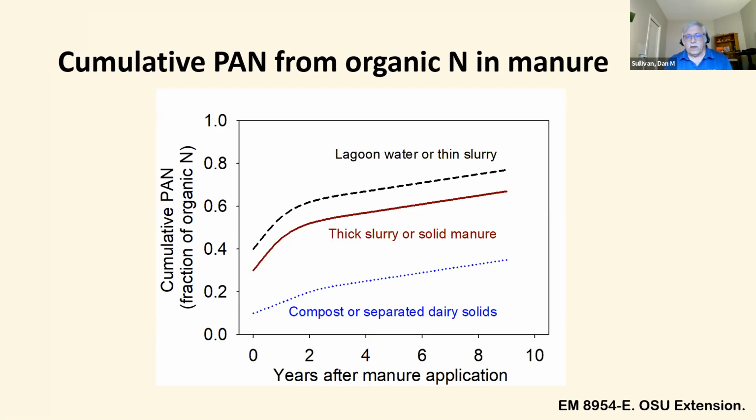And so when we get out to about 10 years or so, then we're getting very close to equilibrium kind of a situation where if we keep the rate of application constant, what is mineralizing is almost equal to what we're putting on each year.